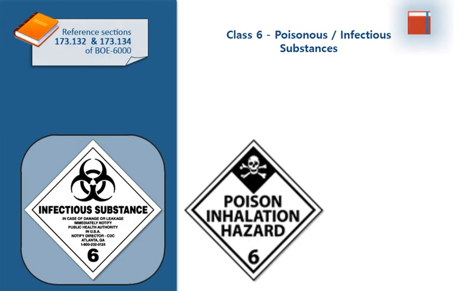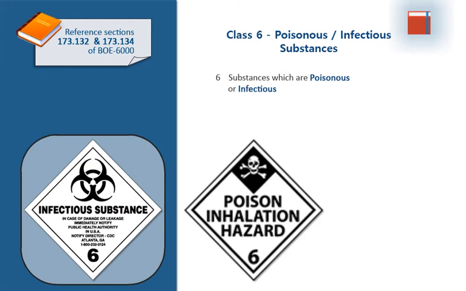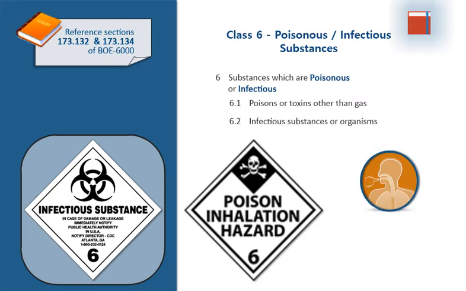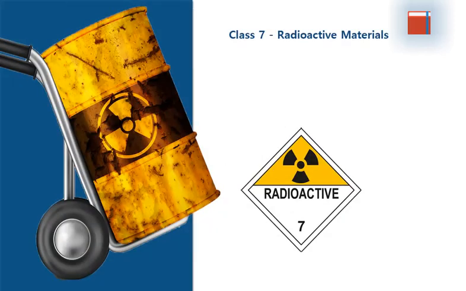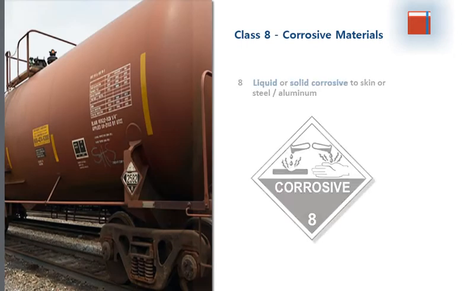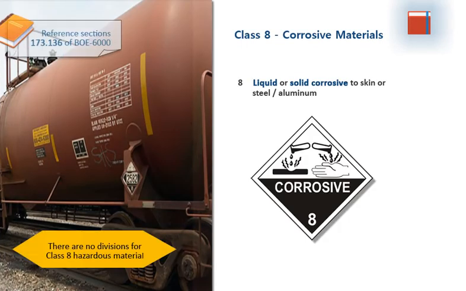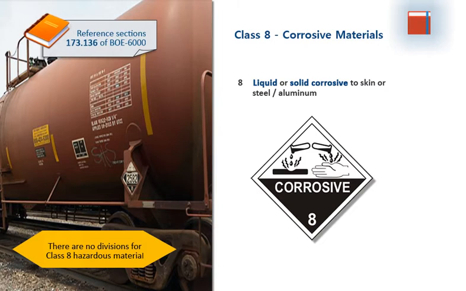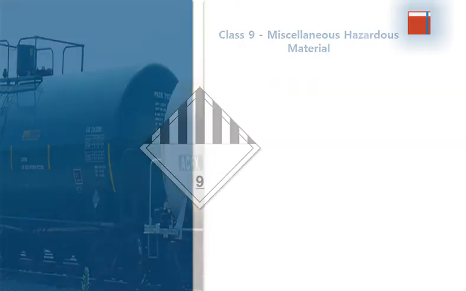Class 6 includes poisonous liquids and solids and infectious substances. Divisions within this class indicate which of these 2 materials is contained in the shipment. Class 7 hazardous materials are radioactive. There are no divisions for Class 7 hazardous materials. Class 8 hazardous materials are corrosives. There are no divisions for Class 8 hazardous materials.